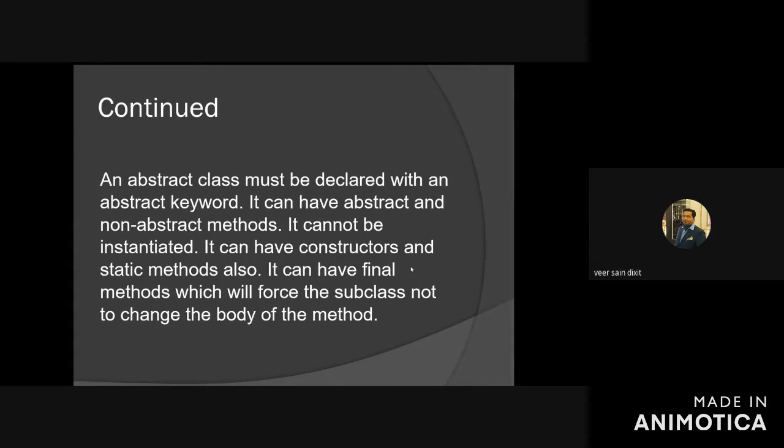तो कंस्ट्रक्टर हो सकता है, देन स्टैटिक मेथड्स हो सकते हैं, देन फाइनल मेथड्स हो सकते हैं, जो कि आपके सब क्लास को फोर्स करेंगे कि यू कैन नॉट चेंज द बॉडी ऑफ द मेथड. For example, in an abstract class there is a concrete method, and if that concrete method is a final method, and in the subclass you are trying to change the body, then you cannot, if that method is final.